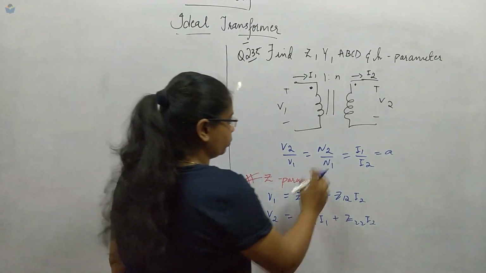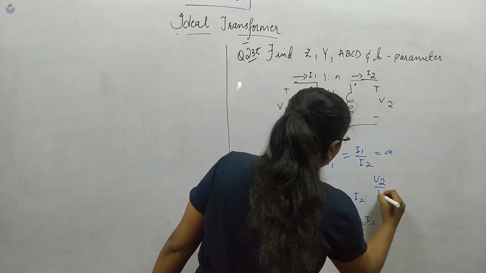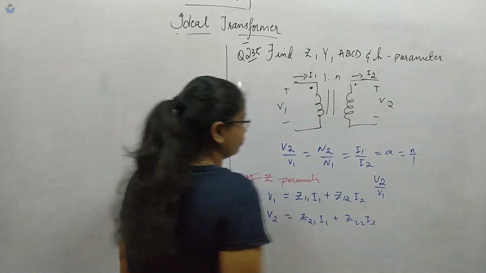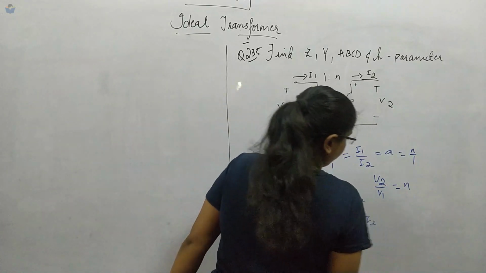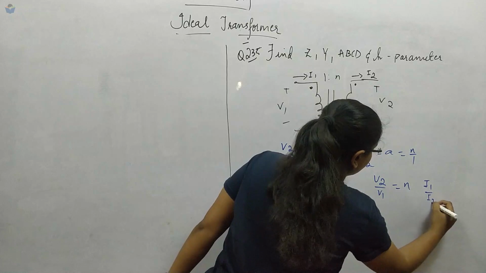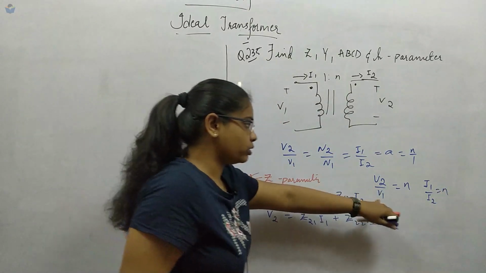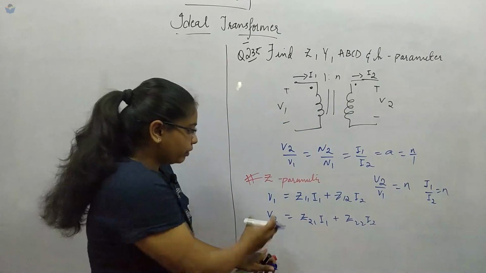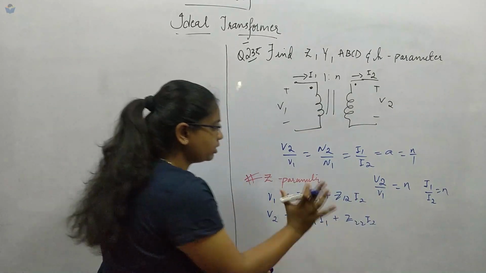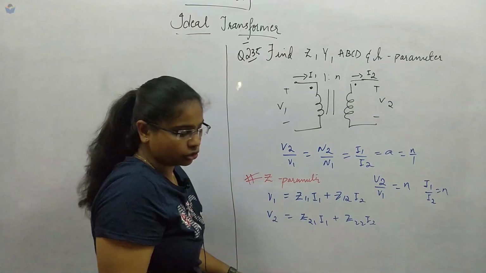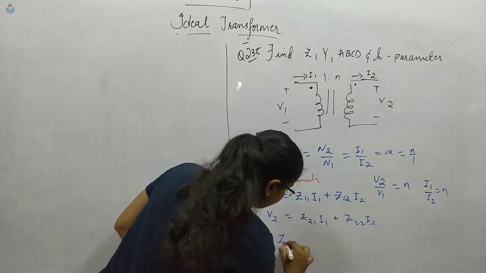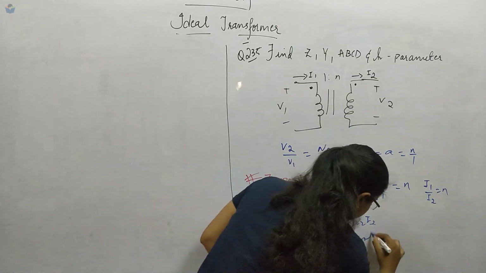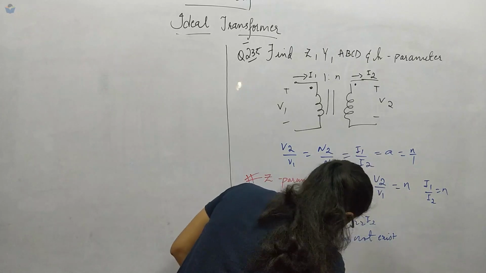Now to calculate V2, I can write V2 by V1. This turn ratio is nothing but N2 upon N1, so N by 1. So V2 upon V1 equals N, and I1 upon I2 equals N. If you see here, V2 equals V1 times N and I1 equals I2 times N. But we cannot rearrange these equations in the Z parameter form. It is impossible to arrange. So what we conclude is that the Z parameter does not exist for the ideal transformer.